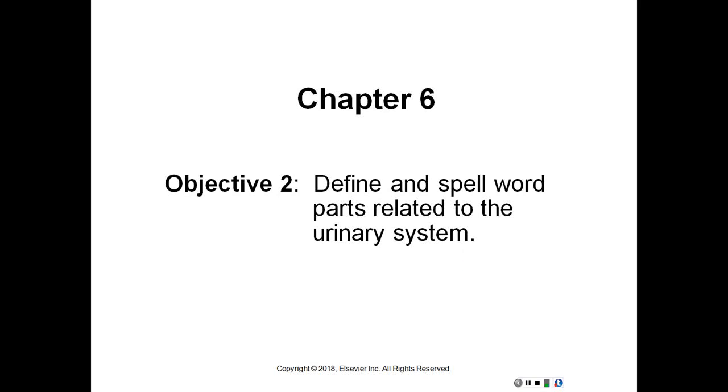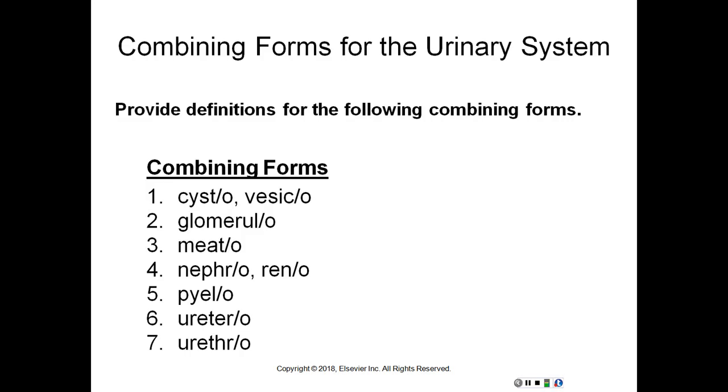Continuing with Chapter 6, Objective 2, now we're going to define and spell word parts related to the urinary system. So there's only just a handful of combining forms for the urinary system chapter. The very first one actually is two combining forms that both mean bladder or sac, so they are cysto and vesico. Then we have glomerulo, which means glomerulus.